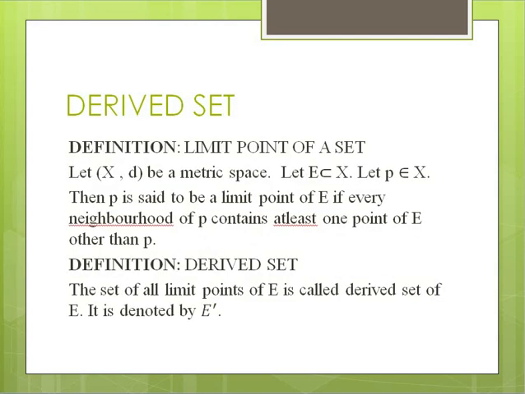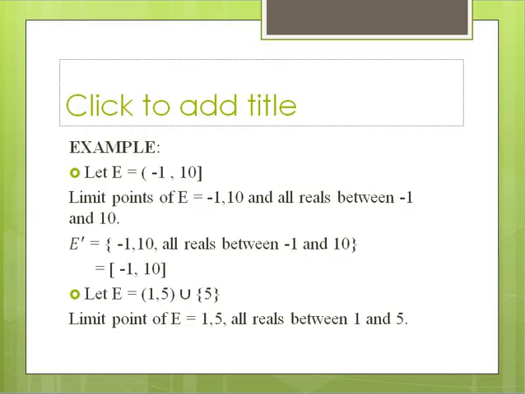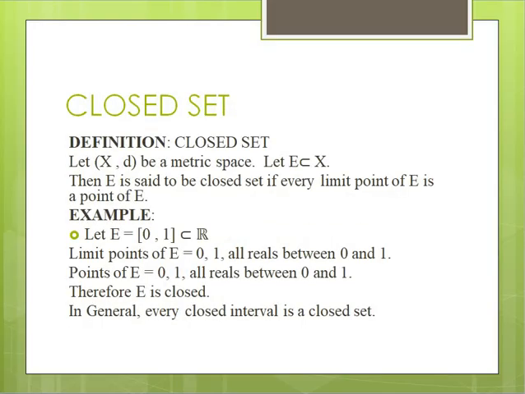Then the derived set. The set of all limit points of E is called the derived set of E, and it is denoted by E dash. Some examples are given. Then closed set. We take X as a metric space, E a subset of X. Then E is said to be a closed set if every limit point of E is a point of E. An example of a closed set is the closed interval [0, 1].